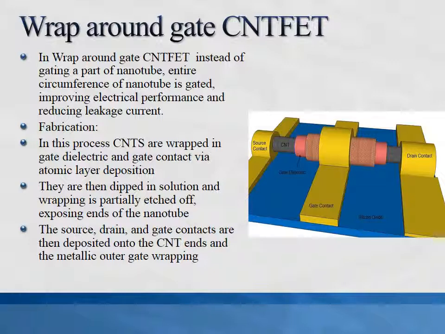In this process, CNTs are wrapped in a gate dielectric and a gate contact via atomic layer deposition. They are then dipped in a solution and the wrapping is partially etched off, exposing the ends of the nanotubes. The source, drain, and the gate contacts are then deposited on the CNT ends and the metallic outer gate wrapping.